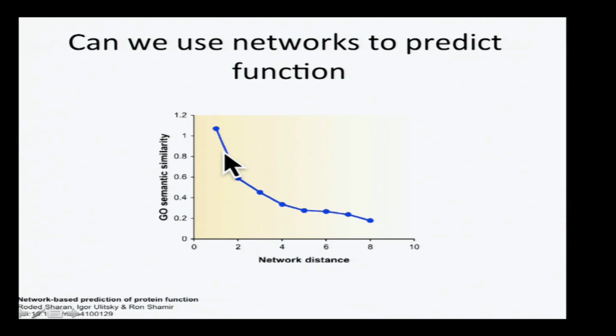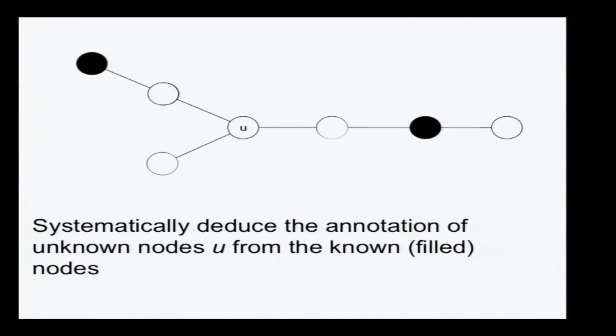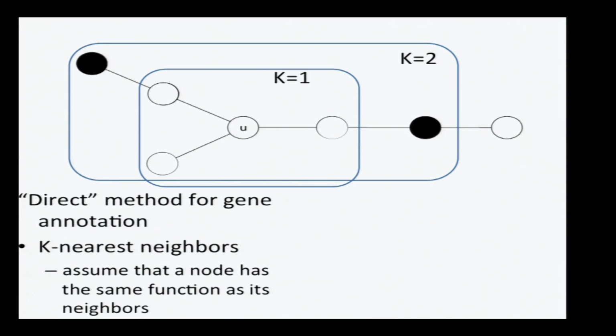Okay. So how do we go about doing that? Let's say we've got this graph. We've got some unknown node labeled U, and we've got two known nodes in black, and we want to systematically deduce for every example like this, every U, what its annotation should be. So I could just look at its neighbors, and depending on how I set the window around it, do I look at the immediate neighbors, do I go 2 out, do I go 3 out, I could get different answers. Right? So if I set k equal to 1, I've got the unknown node, but all the neighbors are also unknown. If I go 2 steps out, then I pick up 2 knowns.